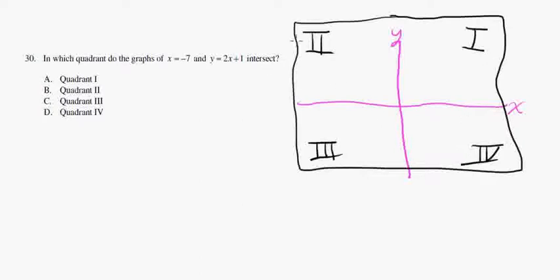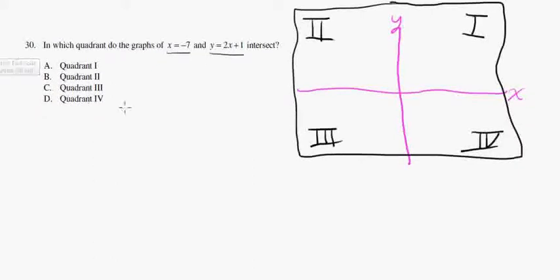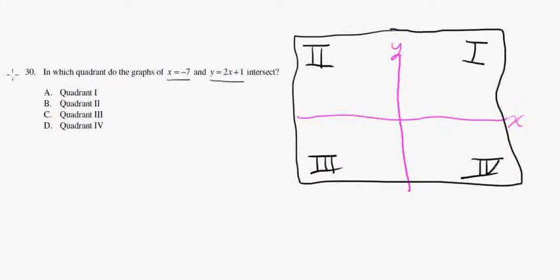Alright, now we want to know in which quadrant this graph and this graph intersect. Well, x equals -7, I'll just sketch it in here. An x equals line creates a strictly vertical line. So we'll put -7 here, and draw the line straight up and straight down. So this is my x equals -7 line. Immediately we know that this line only exists in quadrants 2 and 3, so we can cross out A and we can cross out D.